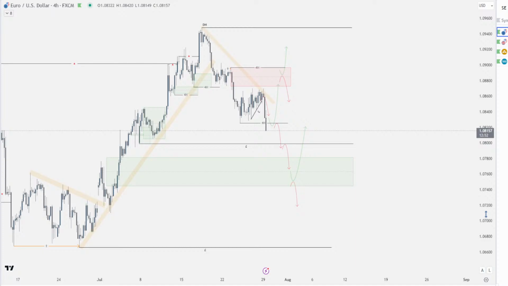This is where you become the trader and you take the opportunity. Remember, we don't have to be in every single move within the market. We just have to know when we want to actually trade.